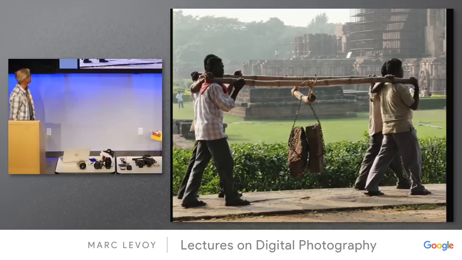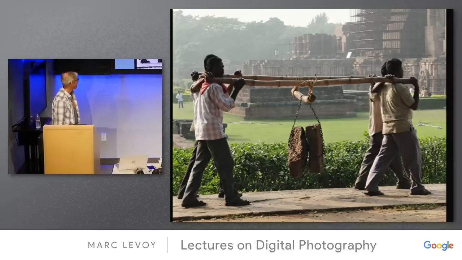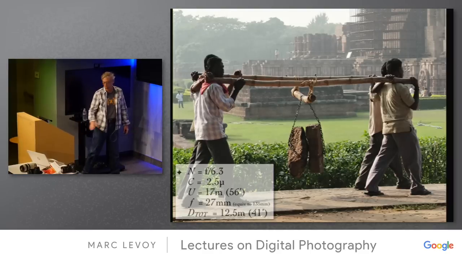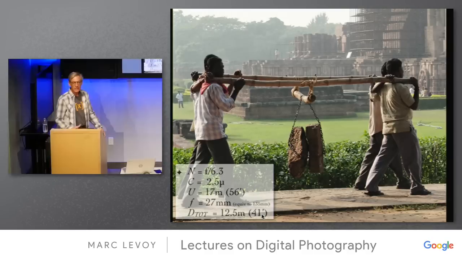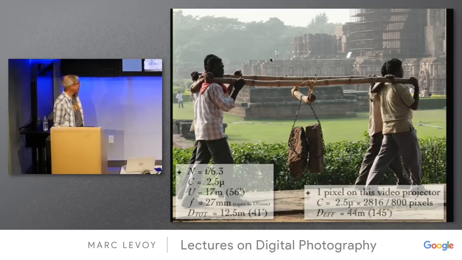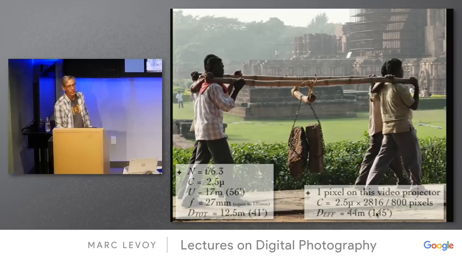Okay, let's run another example. So this is the Sun Temple at Konark, sorry. And there are the numbers there. So the distance to these guys is about 56 feet. I'm using a much wider angle lens, 27, which is the equivalent of 135, and the depth of field is 41 feet. So that's not enough to include the background. It's a bit hazy, but it's also not quite in focus. It's probably closer to being in focus for you guys because the depth of field effective on this projector is 145 feet. But when I look at the original picture, the temple's not in focus.